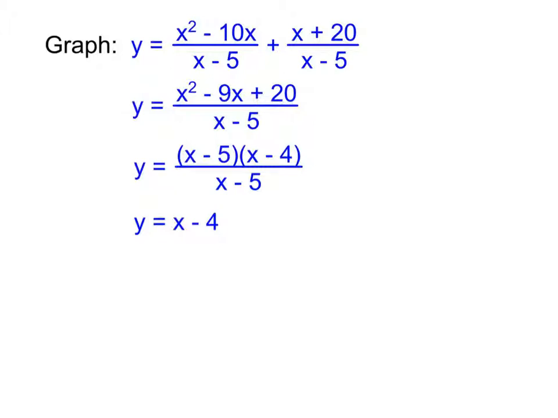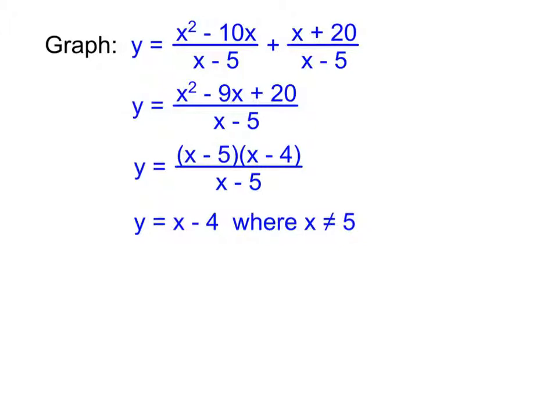Now, this is simplified, but our answer for our simplification isn't totally correct yet, right? Did you remember to include the restrictions? In this case, the only thing that ever appears in the denominator is this x minus 5. So we only need to say that x cannot equal 5. This is now the graph that I'm going to be making.